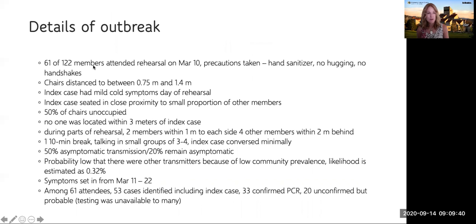61 of 122 members attended this rehearsal on March 10, where we think the transmission occurred through aerosol emissions from an index patient. The precautions that were taken were hand sanitizer, no hugging and no handshakes, and chairs were distanced, but to around a meter. And we do know that there was an index case that had mild cold symptoms the day of the rehearsal.